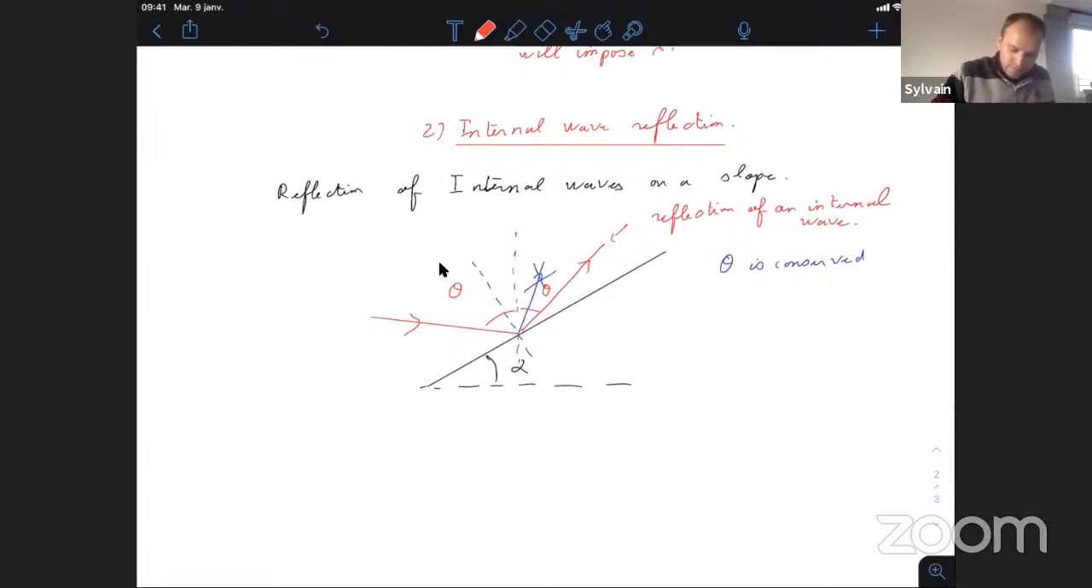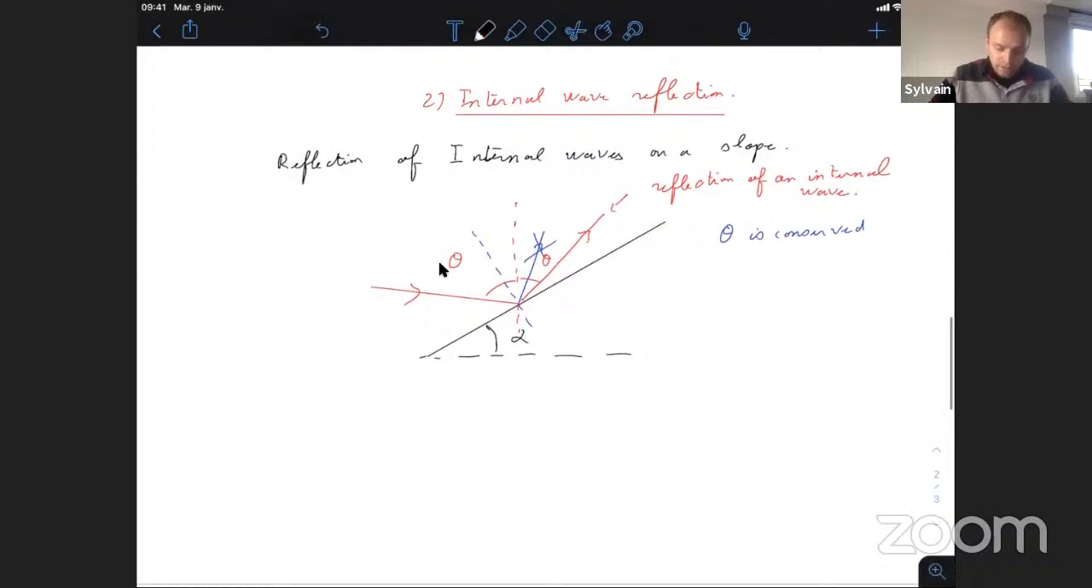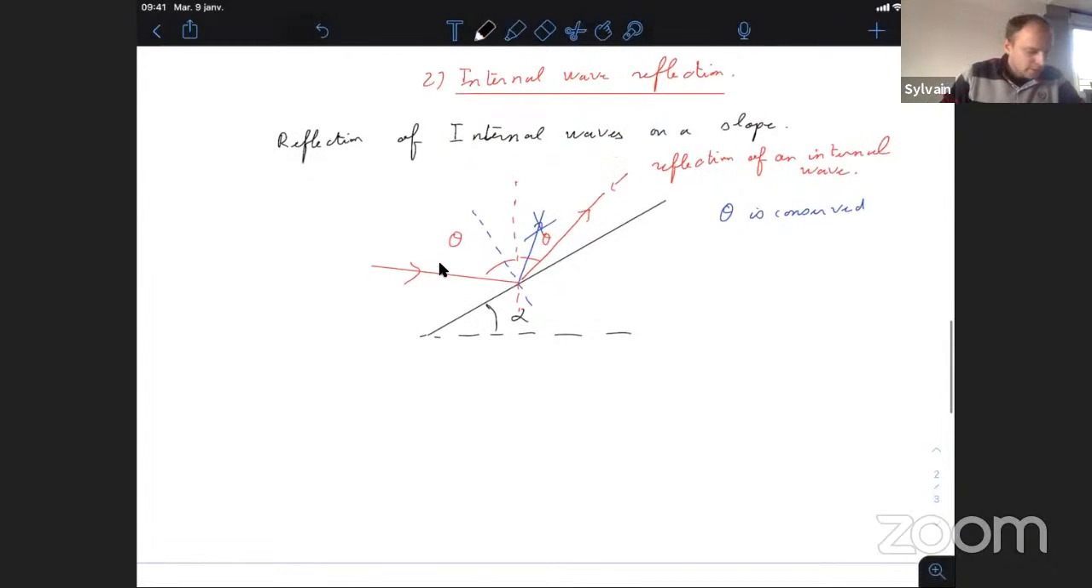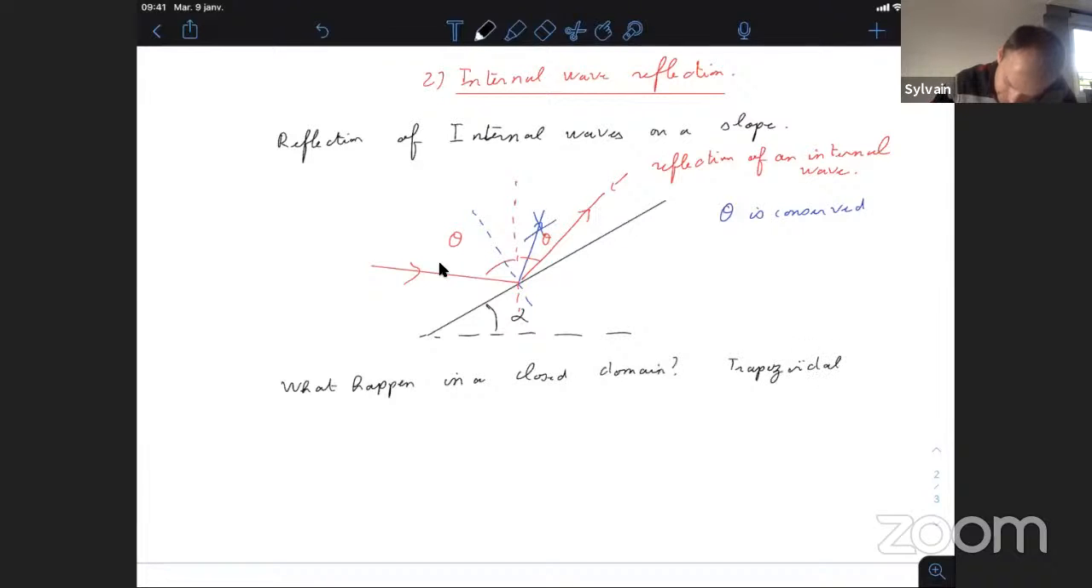So that's just geometry, just a sketch. I will then discuss what happens in a closed domain. More precisely, it's a trapezoidal domain. I will explain the reason in just a minute.